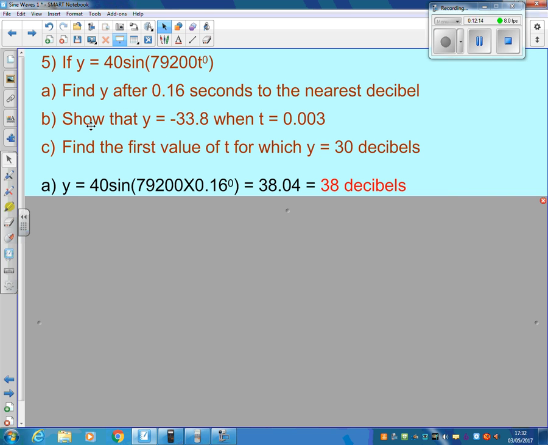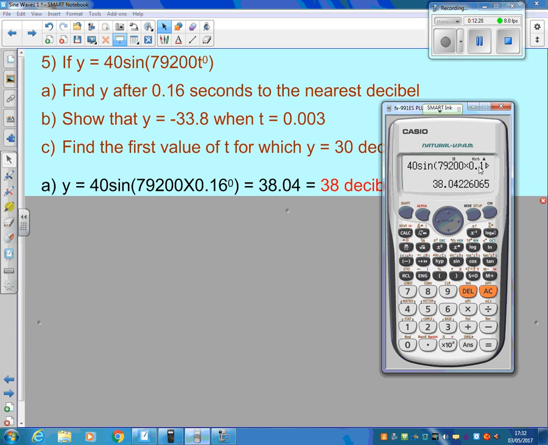Now, the next one, however, show that y equals this when t equals 0.003. Now, if it's a show that, it's no good just doing it on the calculator and saying, yes, my calculator showed it. So if I actually am putting this thing in here, okay, my calculator says that if I put in 0.003, I get minus 33.8.